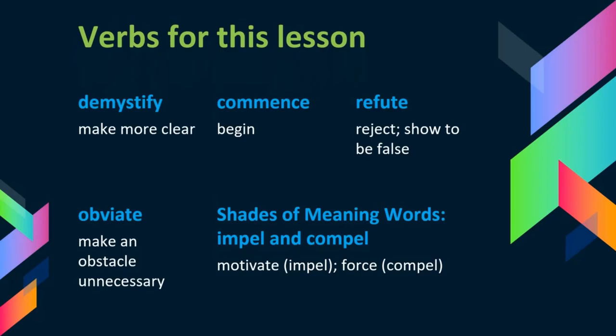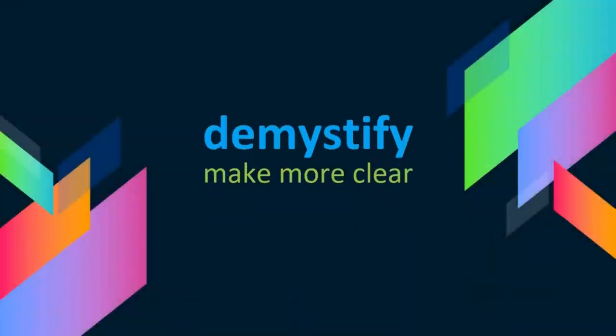The verbs we will review in this lesson are demystify, commence, refute, obviate, and two shades of meaning words, impel and compel. Our first verb for this lesson is demystify, make more clear. Literally to take away, mystify, the mystery of something. And of course, by taking away the mystery, it becomes more clear.